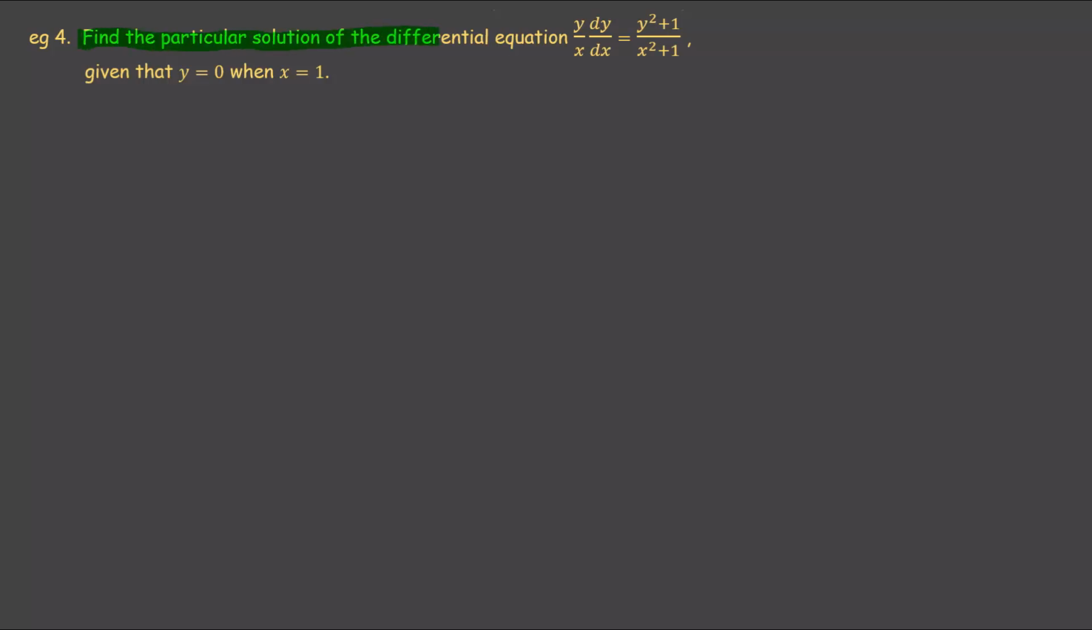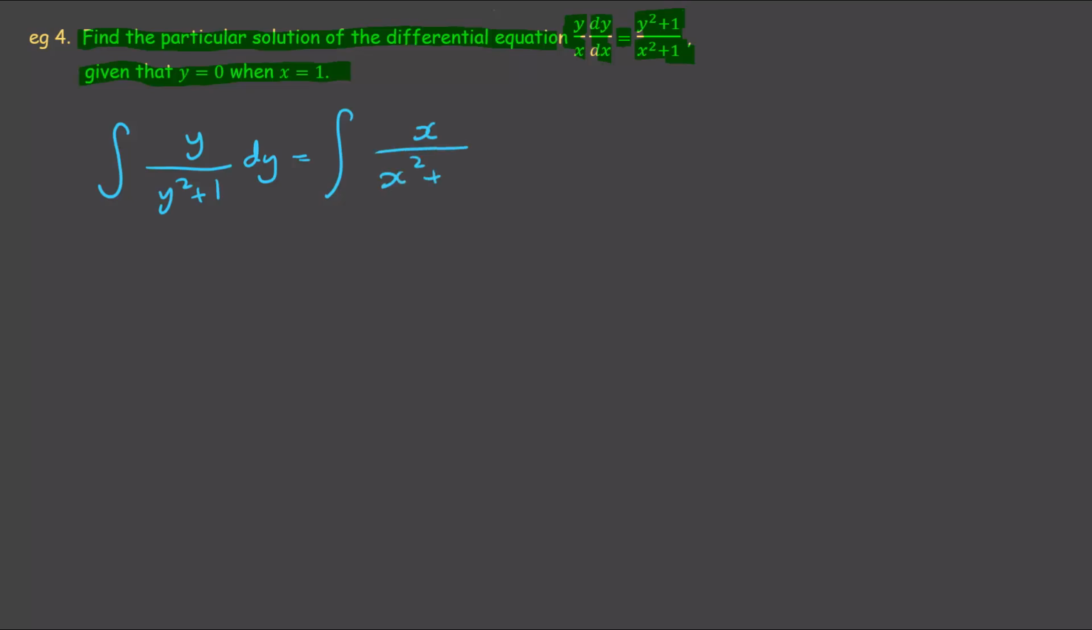Find the particular solution of the differential equation (y/x) dy/dx = (y² + 1)/(x² + 1), given that y is 0 when x equals 1. So separating that would give us the integral of y/(y² + 1) dy equal to the integral of x/(x² + 1) dx.